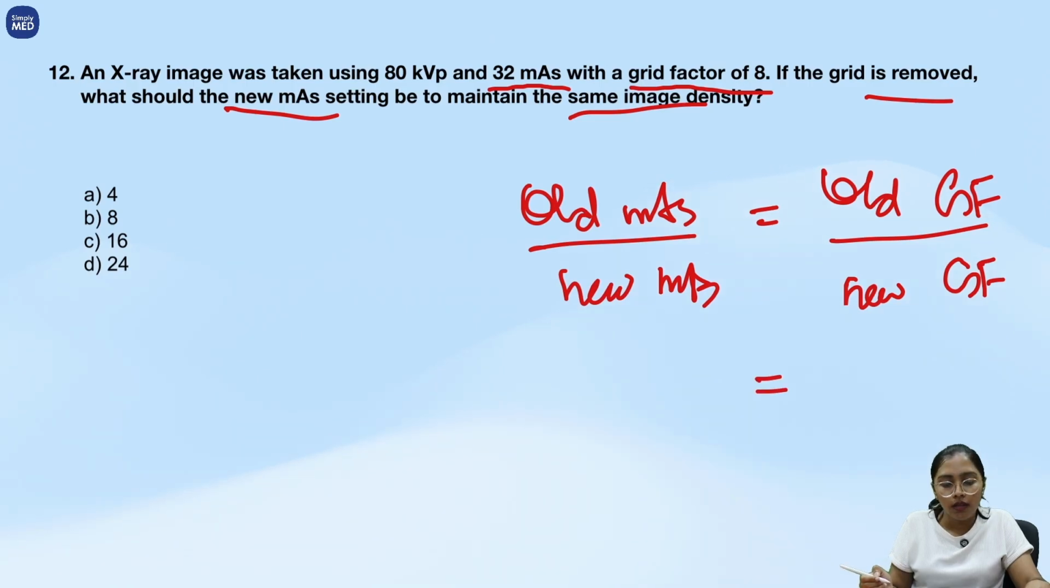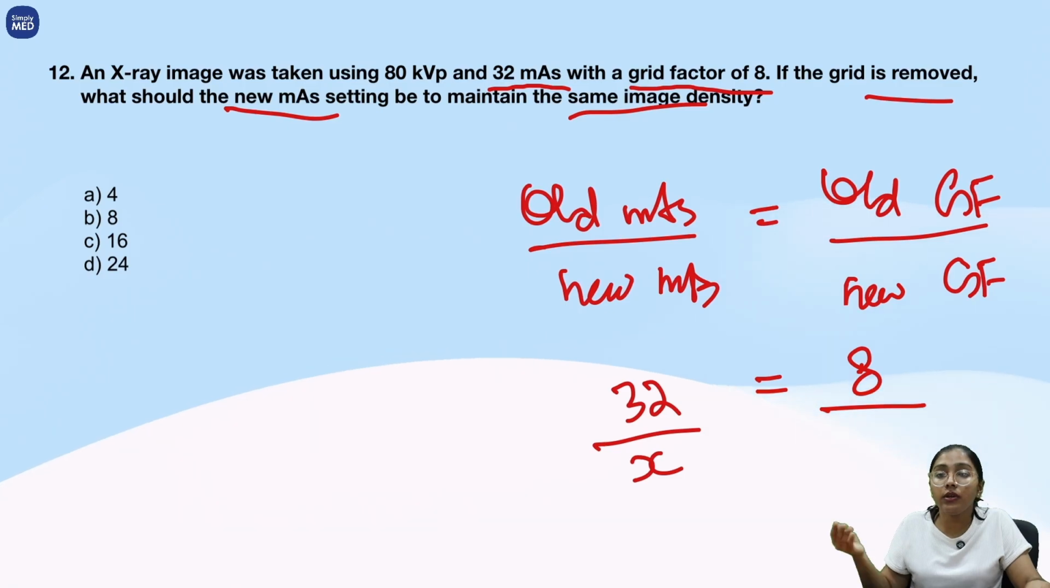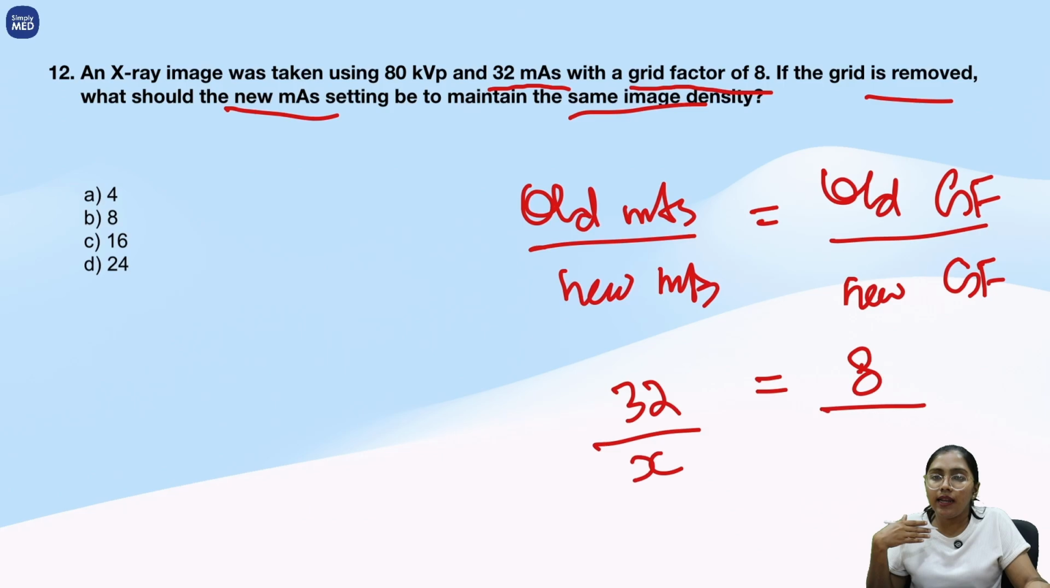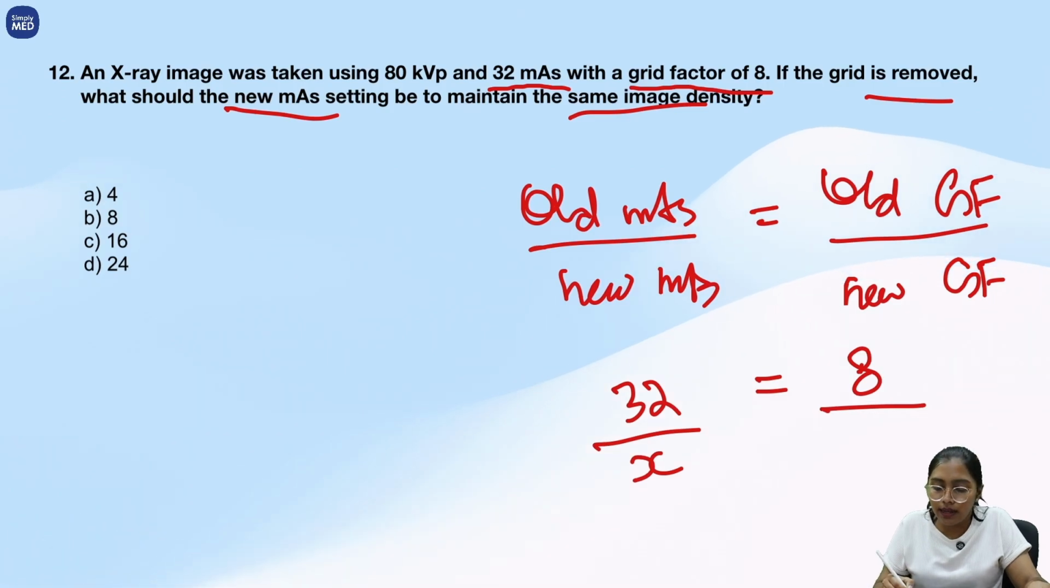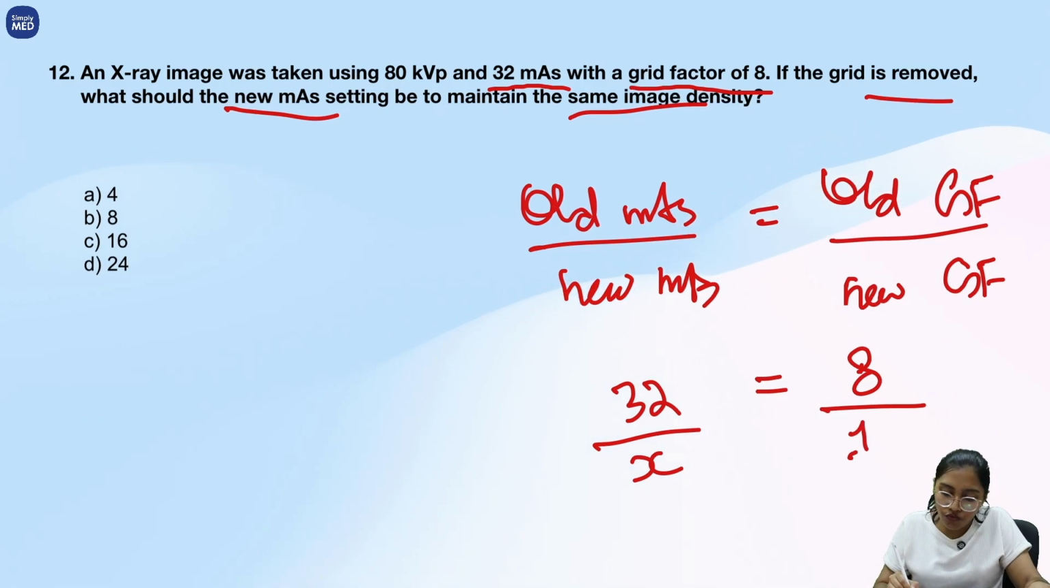So old MAs, the first MAs, was 32, new MAs is x, old grid factor was 8. Here the grid factor itself was given in the question. If it was a grid ratio, we'd have to find out the grid factor. Since the grid factor is directly given, we can write it as such. So the old grid factor is 8, and for the new grid factor, the grid is removed. If there is no grid, the grid factor is 1. Okay. So 32 by x is equal to 8 by 1.